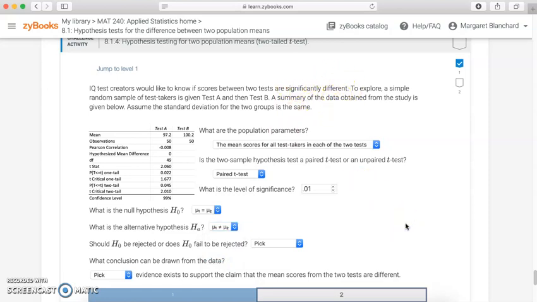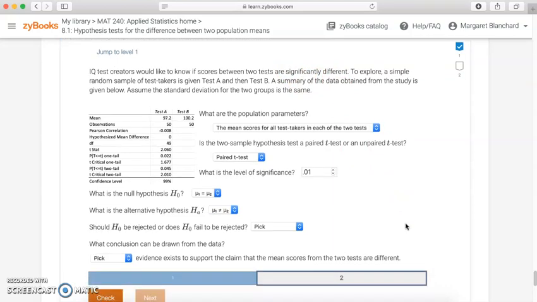Now, here's where I've got to make it clear there is an error in the solution. So I'm going to tell you the wrong answer to put here. It says, should H not be rejected, or does H not fail to be rejected? Well, the p-value here is 0.045, which is greater than 0.01, which means that we would fail to reject and that there would be insufficient evidence to support the claim. However, there's an error in the system, and I'm going to tell you to go ahead and put reject. And I'm going to have you say there's sufficient evidence. These are the wrong answers.